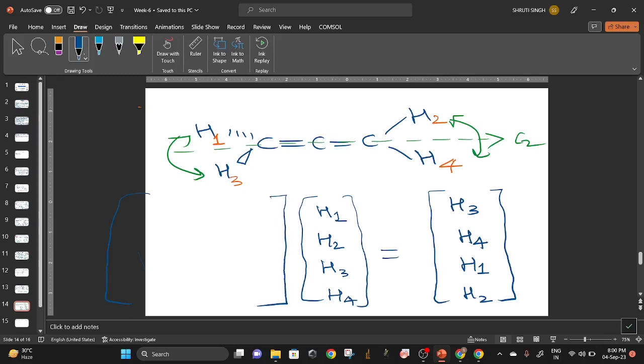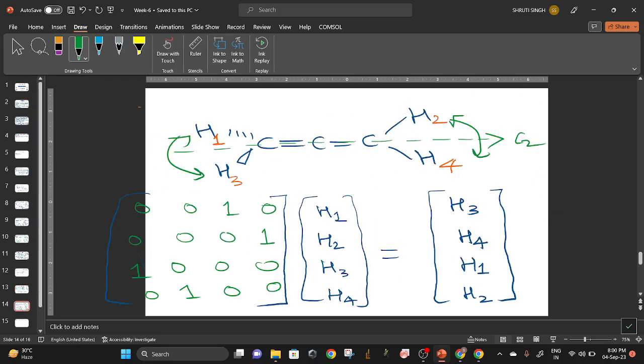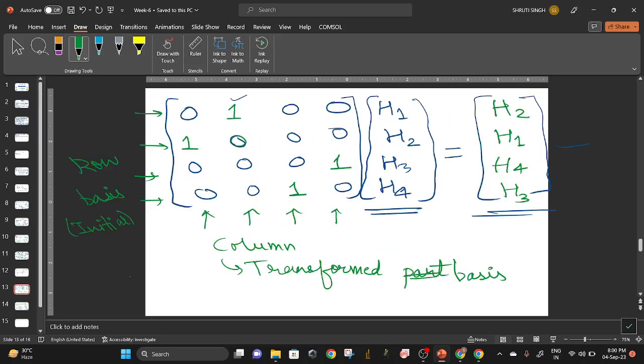Now you tell me what will be the matrix. 0, 0, 1, 0, 0, 0, 0, 1, 1, 0, 0, 0, 0, 1, 0, 0. So you see this matrix is different, right? These two ones were here, and here we have the opposite side, because we changed the basis numbers. Let's see whether this is there in the options or not.